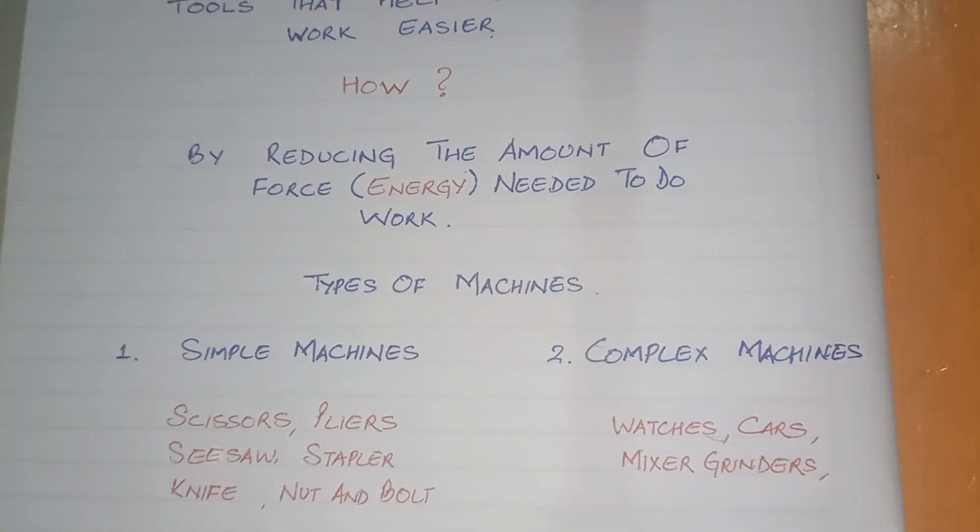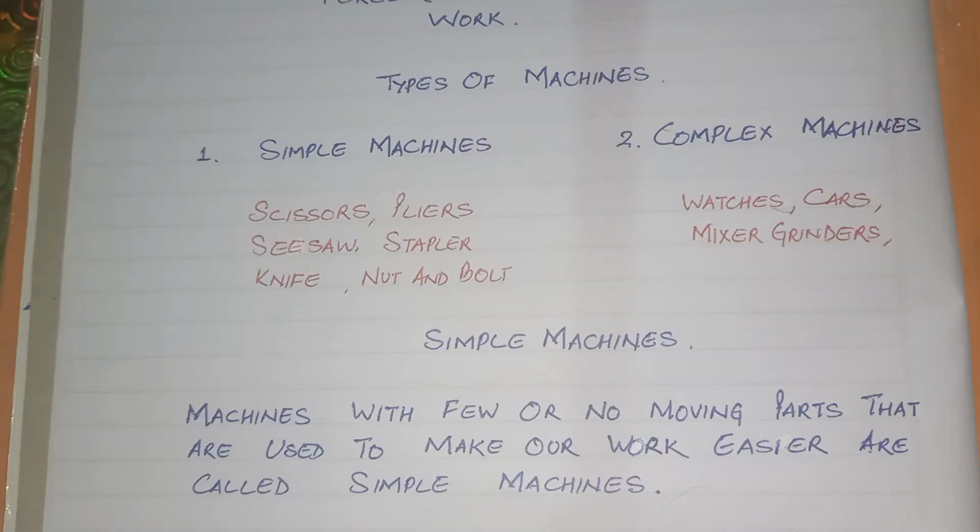Complex machines can be watches. Our watches are complex machines because they have many movable parts. Cars, even vehicles, are complex machines. They run with the help of complex parts. Mixer grinders are all examples of complex machines. That means they are made up of more movable parts. Now in this class we are going to discuss simple machines only, not complex machines. You learn about complex machines in higher classes.